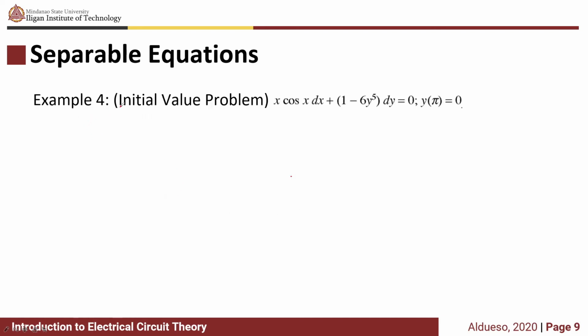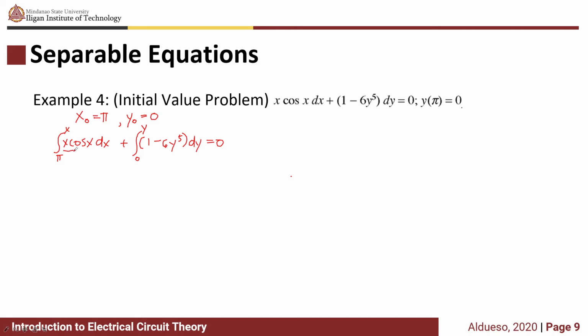Example number 4, we have x cosine of x dx plus quantity 1 minus 6y to the 5th dy is equal to 0, where y of pi is equal to 0. In this initial value problem, our x naught is equal to pi, and our y naught is equal to 0. You can evaluate this differential equation by integrating both sides. x cosine of x dx plus 1 minus 6y to the 5th dy equal to 0. You can evaluate this term right here from pi to x, and this term from 0 to y.